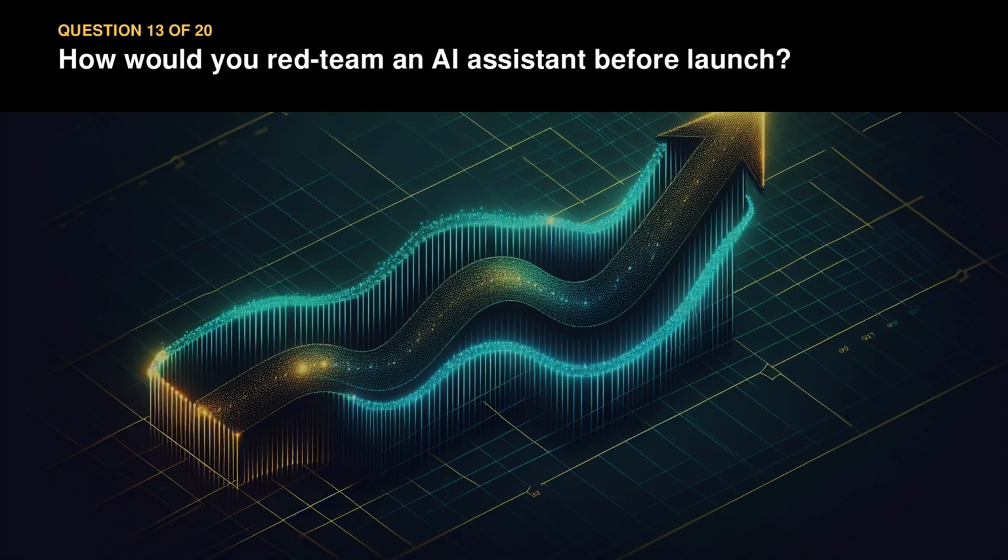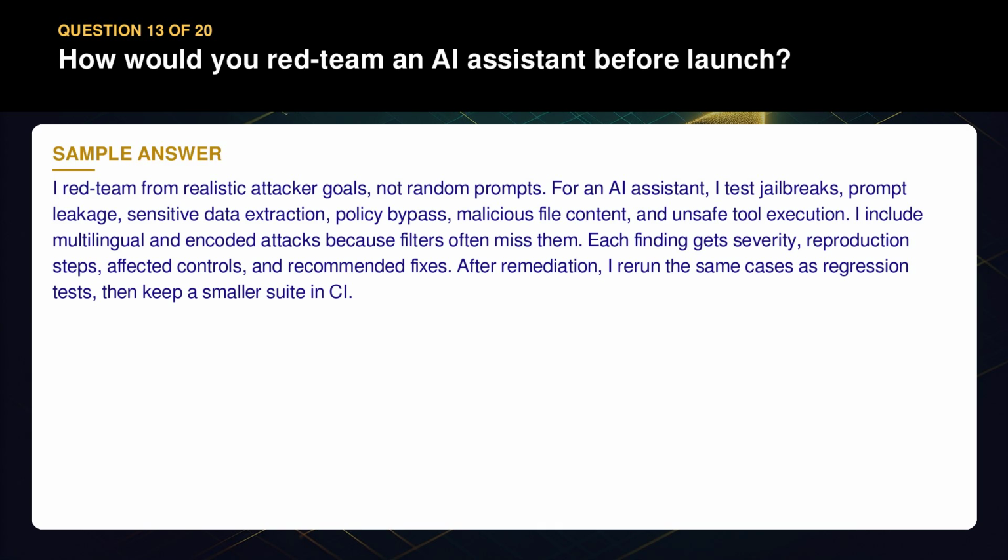Question 13. How would you red team an AI assistant before launch? I red team from realistic attacker goals, not random prompts. For an AI assistant, I test jailbreaks, prompt leakage, sensitive data extraction, policy bypass, malicious file content, and unsafe tool execution. I include multilingual and encoded attacks because filters often miss them. Each finding gets severity, reproduction steps, affected controls, and recommended fixes. After remediation, I rerun the same cases as regression tests, then keep a smaller suite in CI.